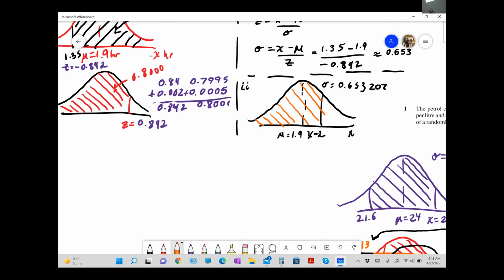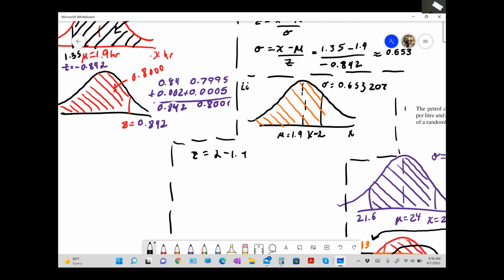So what do we do? How do we get that area? What do we need to do first? We got to convert the x into a z-score. So let's go ahead and do it. Your z-score here, and let me try to make this as organized as I can. Z-score equals 2 minus 1.9 divided by 0.653.